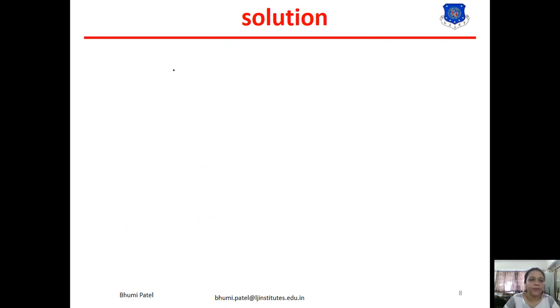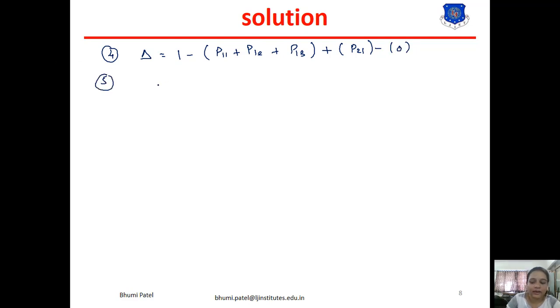Now the fourth step is to find the delta, and the equation of delta is equal to 1 minus the summation of individual loops. The individual loops are P11, P12 plus P13, plus the summation of two non-touching loops, and the value of two non-touching loops is 0, so minus 0. Okay. Now the fifth step is to find delta 1.